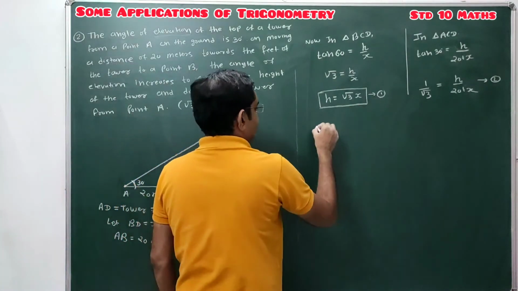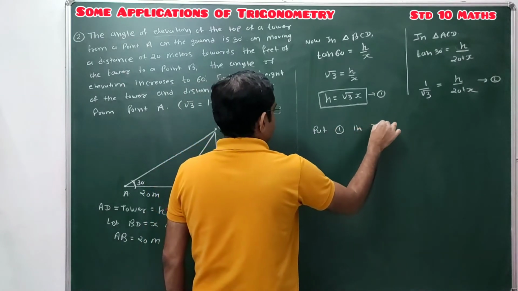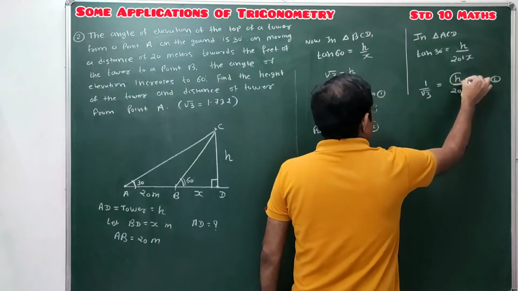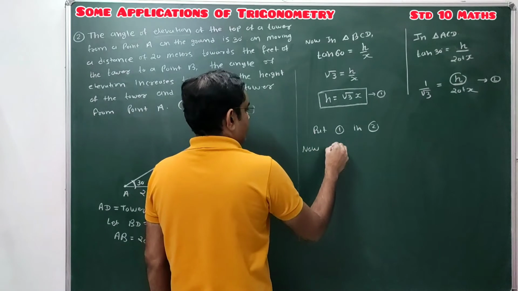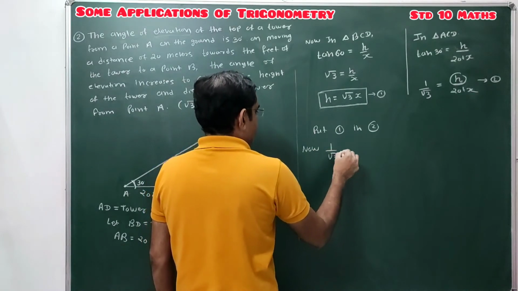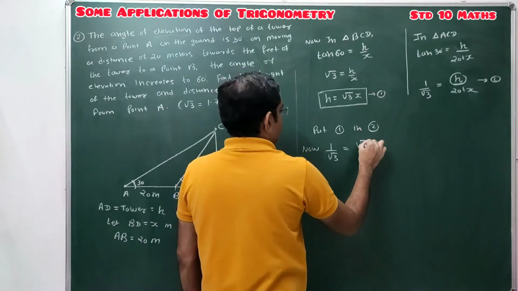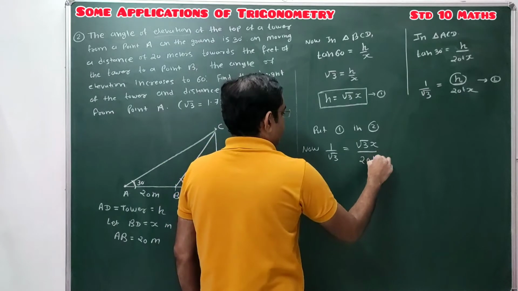So put the value of 1 in 2. Here we are replacing our h with this root 3x. So therefore we are getting 1 upon root 3 equal to... h को एलिमिनेट कर दिया, पूरा इक्वेशन x के फॉर्म में आ गया. तो इसको इक्वेशन को सॉल्व करेंगे तो हमें क्या मिलेगा?